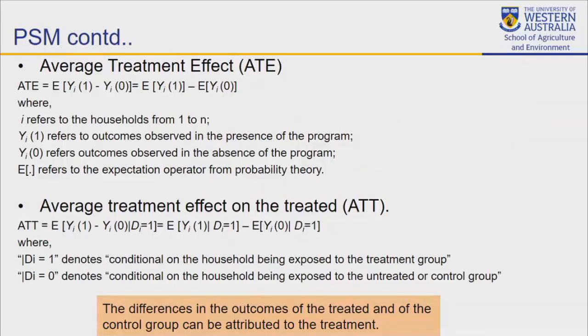So the average treatment effect is simply the difference in average outcome between program participants and non-participants, which can be expressed as this, where i refers to the households from 1 to n, yi1 refers to outcomes observed in the presence of the program, and yi0 refers to the outcomes observed in the absence of the program, and E refers to the expectation operator from probability theory.